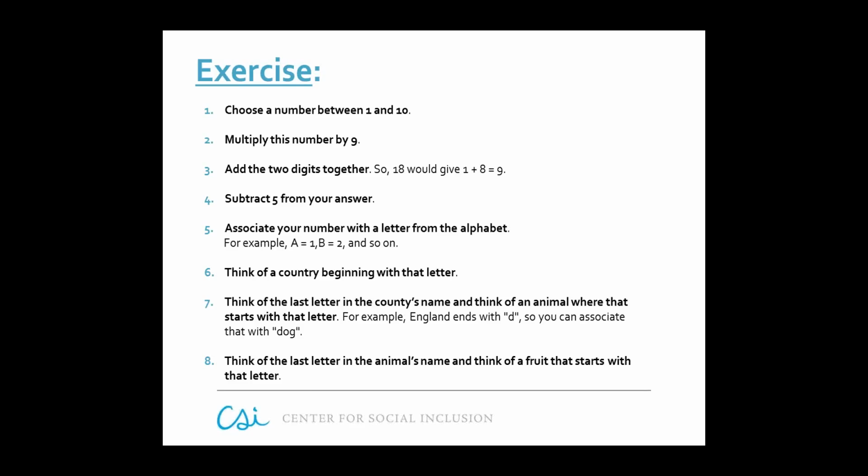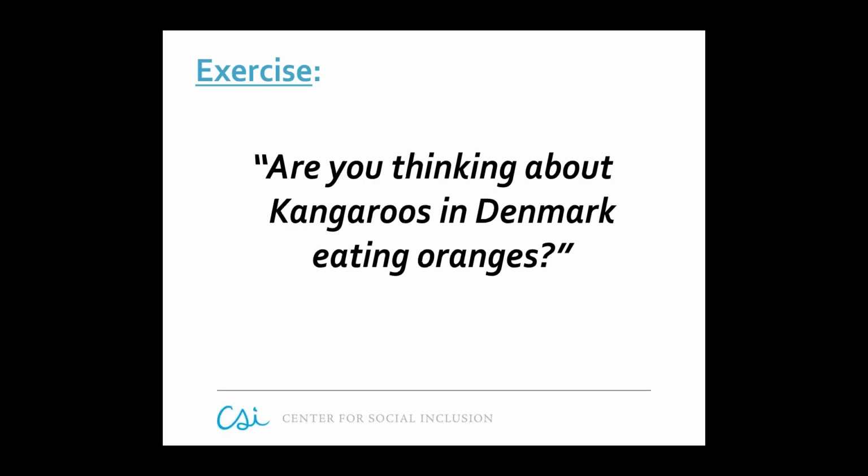I'll give you all a couple more seconds to do your algebraic equations. I know most of us are advocates and not mathematicians. At least I am not one. All right, so hopefully everybody has gone through all eight. Are you thinking about kangaroos in Denmark eating oranges?